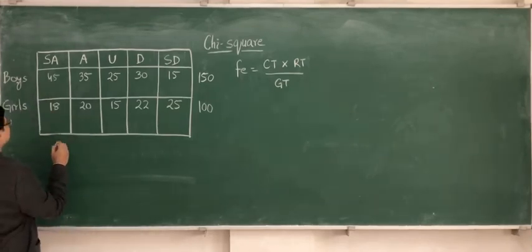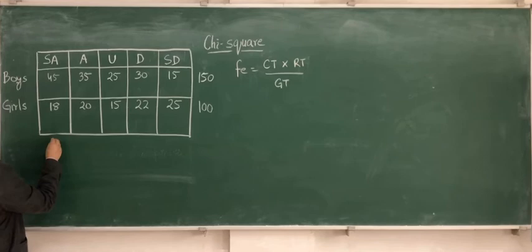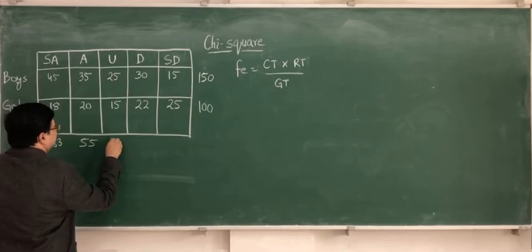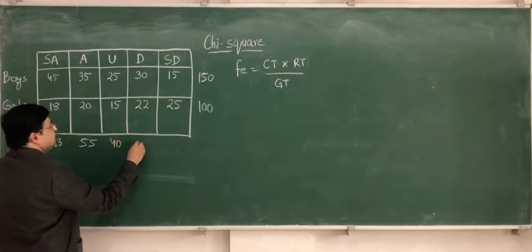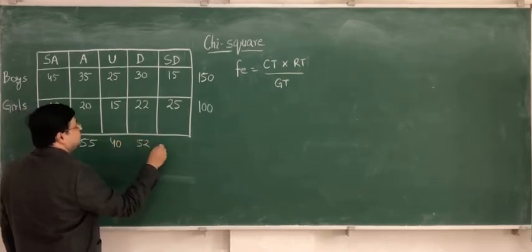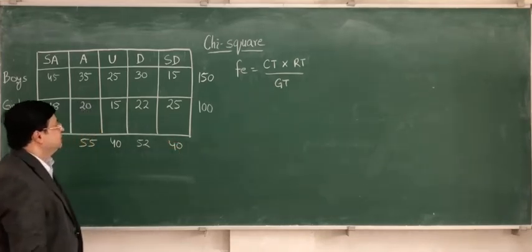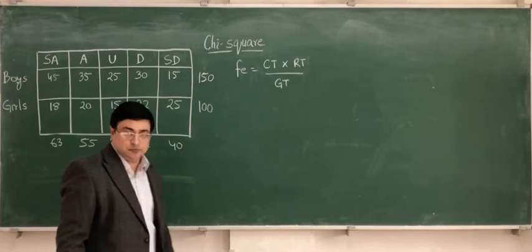So here it is. For this column, for strongly agree, it is 63. For agree, it is 55. 40 for undecided, 52 for disagree, and 40 for strongly disagree.